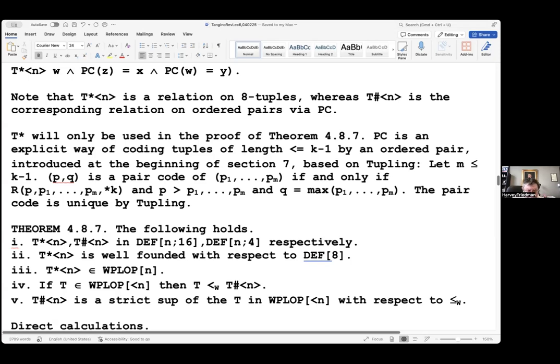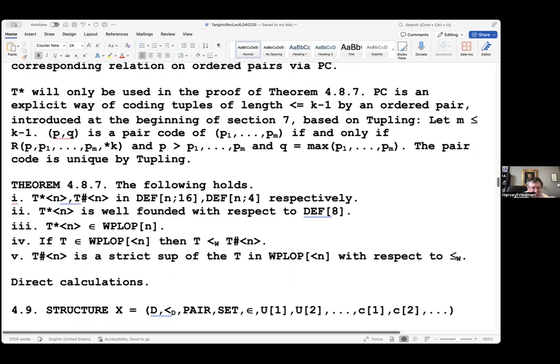Okay. Now here's the point. T star of n is well founded with respect to def 8. In other words, all the definable, limited quantifier, bounded quantifier, definable sets have least element. They have to be sets of 8 tuples because of the nature of T star. And T star of n is in W plop of n.